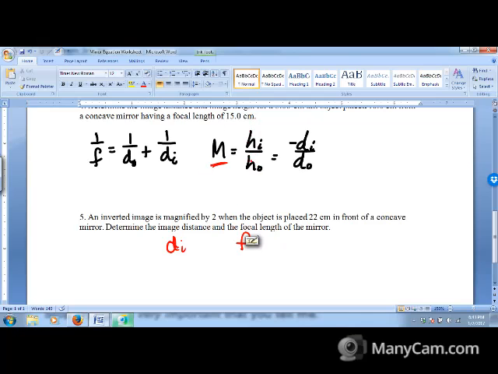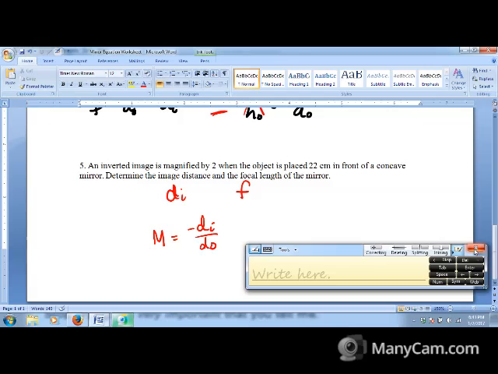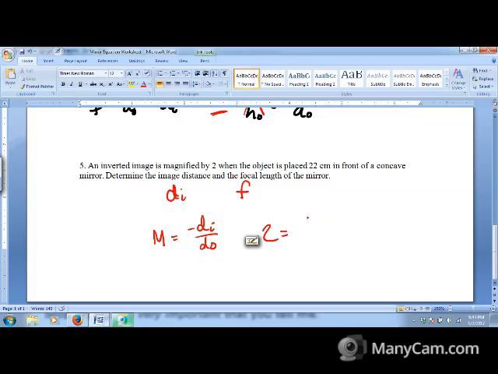Now, in order for us to have an equation, we have to have two sides. The left and the right side. So are we going to include h for height or d for distance? Well, the only other piece of information we know is that the object is placed 22 centimeters in front of something. So we're given a distance. So we probably shouldn't use anything that deals with height. So I'm going to bring this equation down and we're going to work with it. So m is equal to negative di over do. We know the magnification is 2. We don't know the image distance, but we know that the object distance is 22 centimeters.